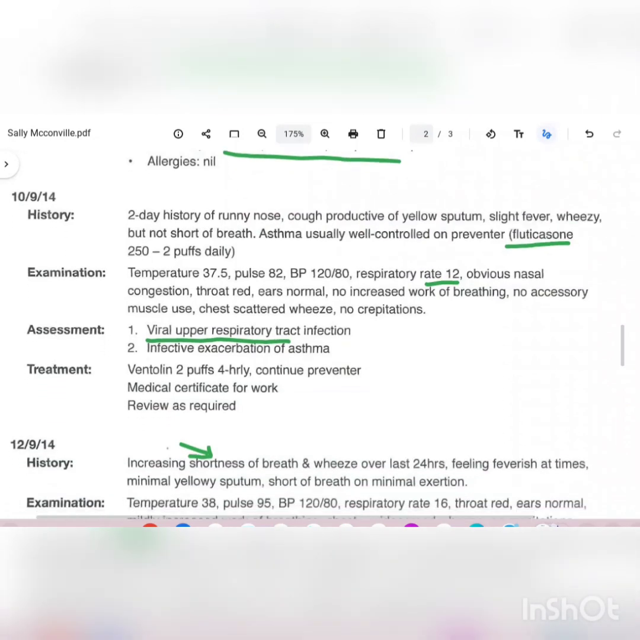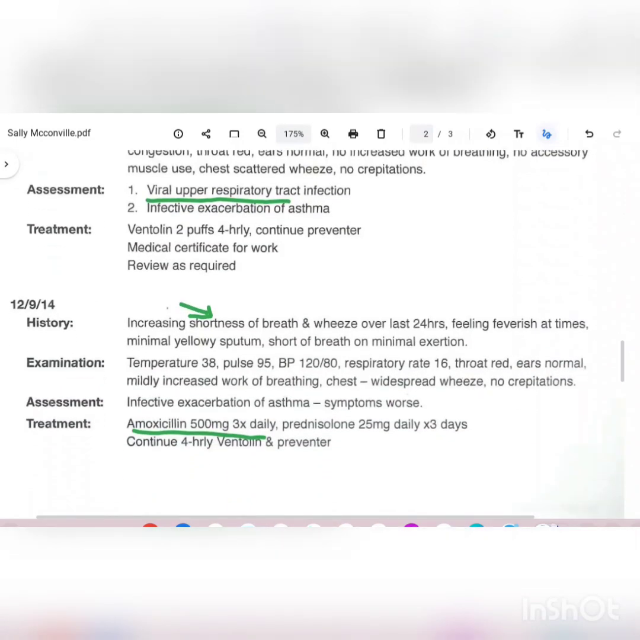First paragraph we thought about that one. Then we can say, on the following day the patient presented with exacerbated symptoms like increased shortness of breath. The vitals were checked: temperature is 38 and respiratory rate is 16. Still mildly increased work of breathing and just widespread wheeze and no crepitations present at that time. Therefore, with infective exacerbation and symptoms worse, we started antibiotics, amoxicillin 500 mg, and prednisolone tablet.